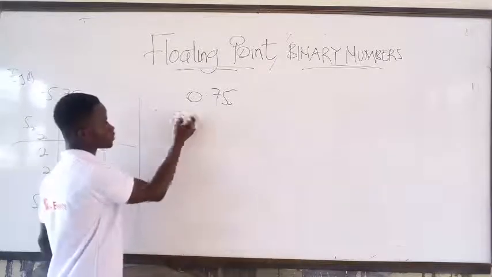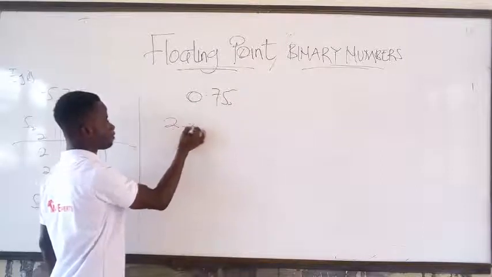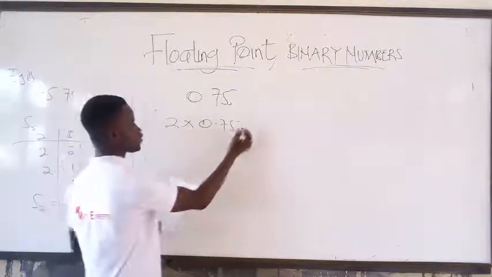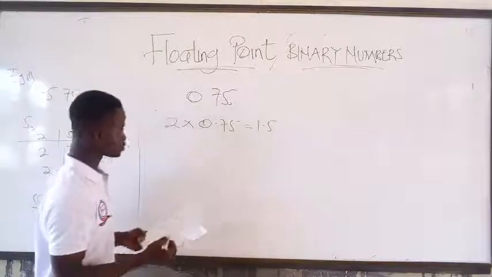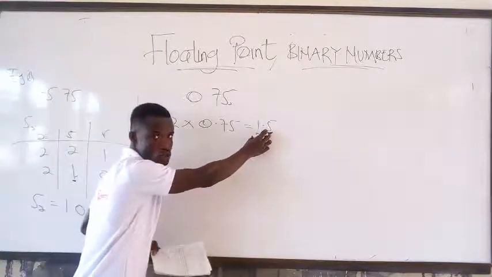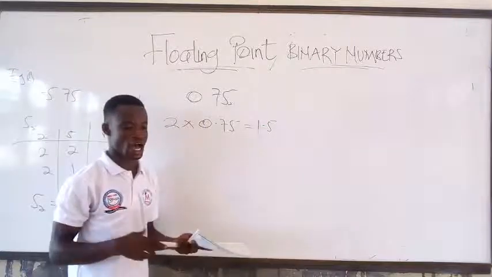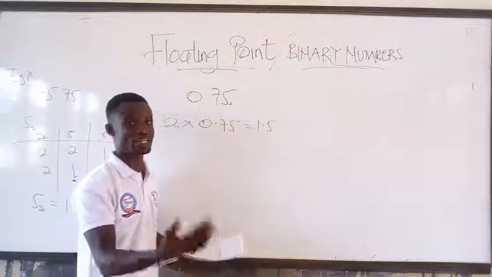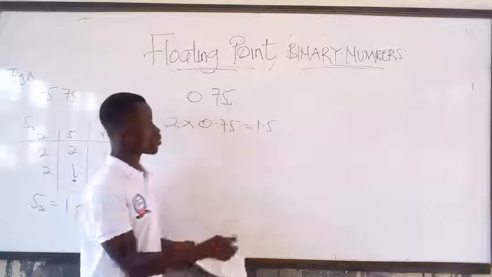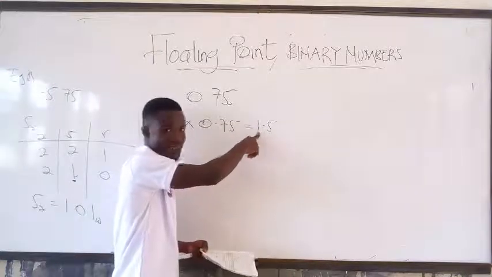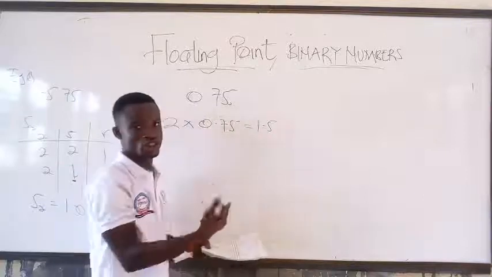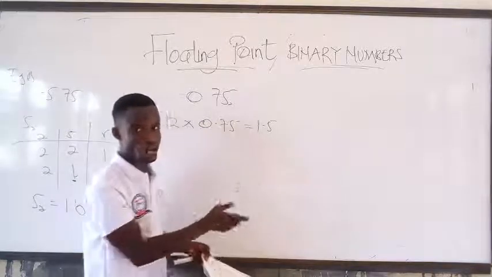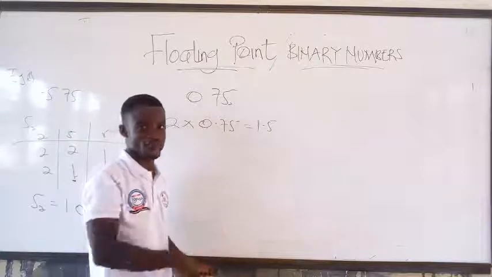So first of all, you multiply the whole of that by 2. And what will you get? When you do that, you are going to get 1.5. Since we are saying that the floating point is in the form of binary numbers, and binary numbers are zeros and ones, right? So when you get 1, ignore it and pick the other number, which will be 0.5.